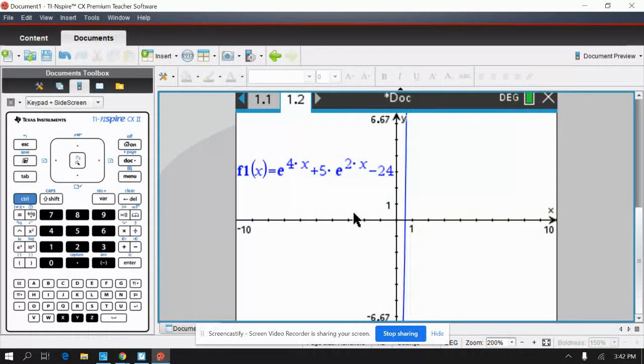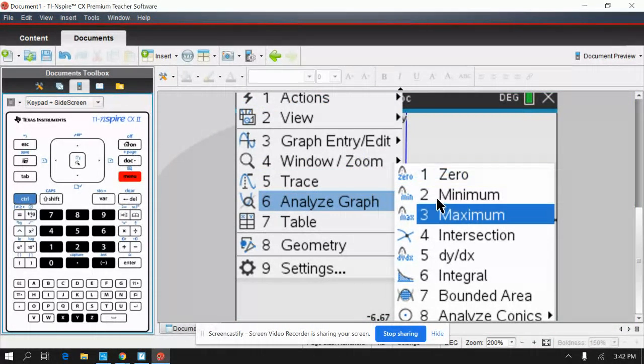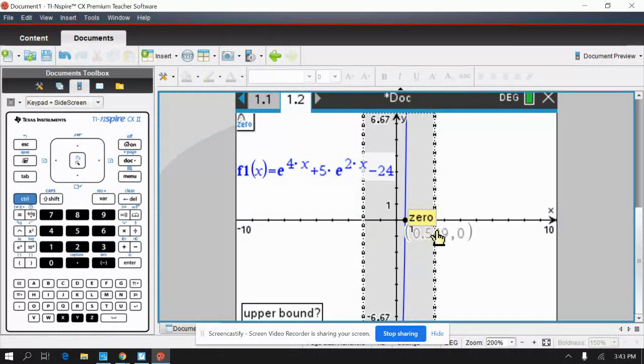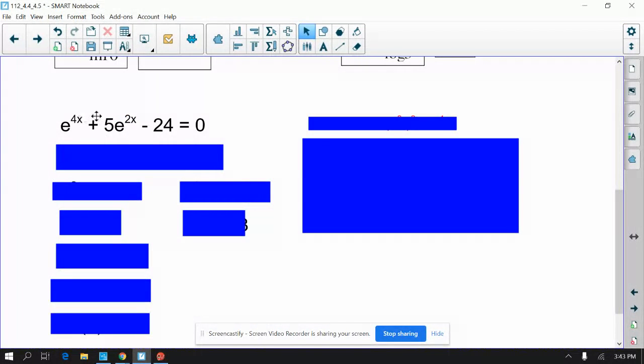Well, right there. So I go to my calculator and I can analyze the graph, find the 0, which is also the x-intercept. Lower bound, so pick an x value that's less than this x value, so anything over here. Upper bound, any x value that's greater, and then there it is. So here's my answer, 0.549. So if I plug 0.549 into x, I'm going to get a true statement. But how can we get that algebraically?